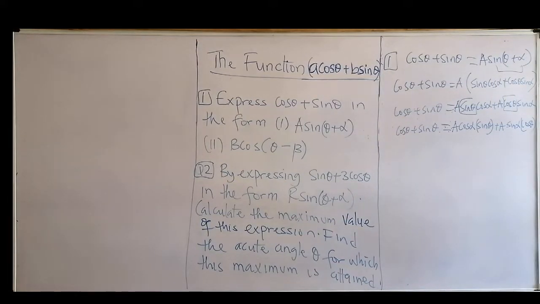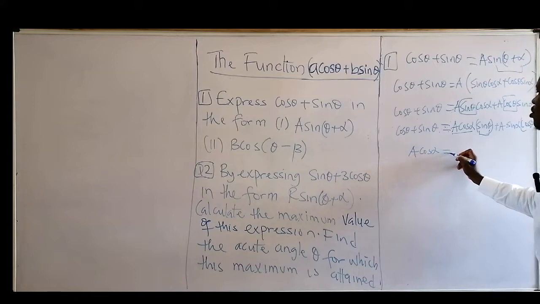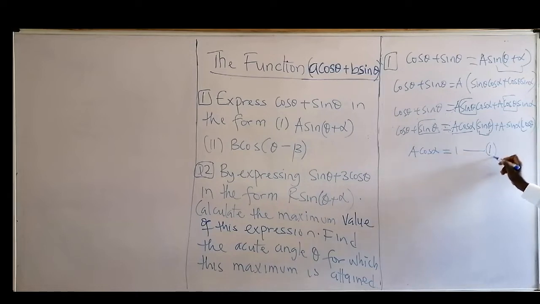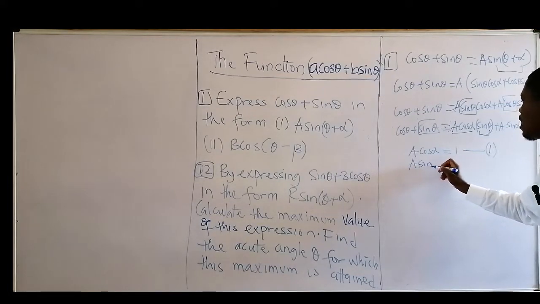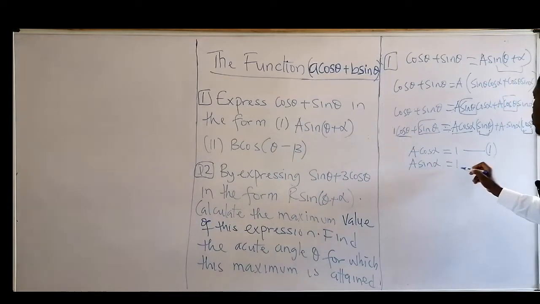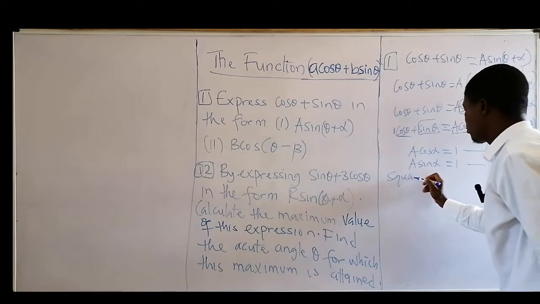What we are trying to do now is equate the coefficient of sin theta, which is A cos alpha, and the coefficient of sin theta on the other side is just 1. We call it equation 1. Then the second thing you do is equate the coefficient of cos theta, which is A sin alpha, and on the other side the coefficient of cos theta is also 1. That's equation 2.